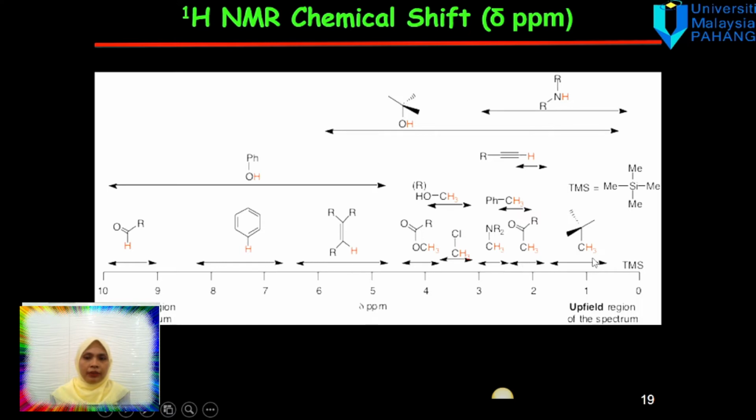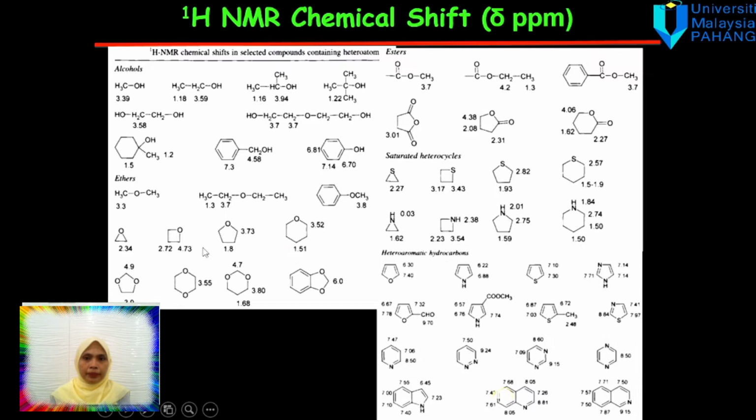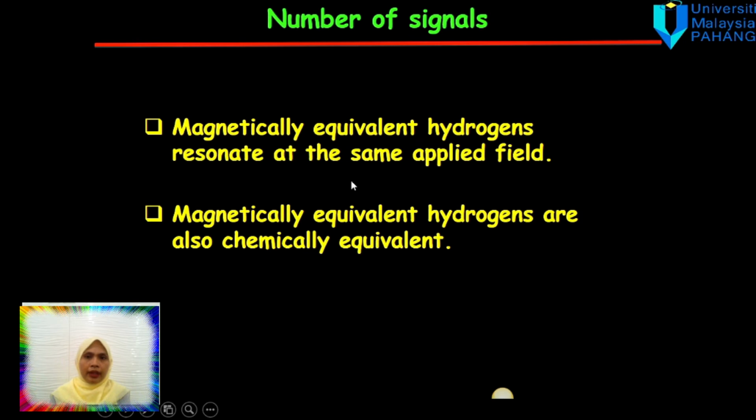So this is for protons in a saturated compound, followed by the unsaturated, and near to the electronegative atom. Since they are represented in this way, what information can we get from the NMR spectrum?